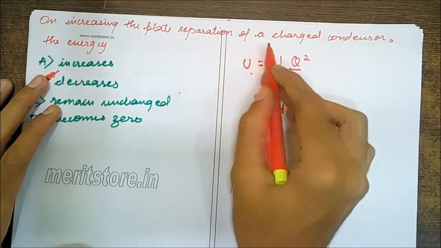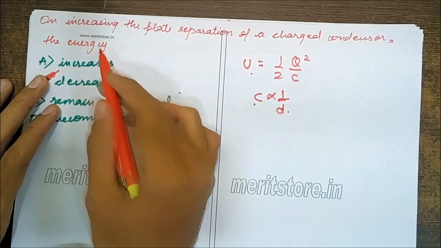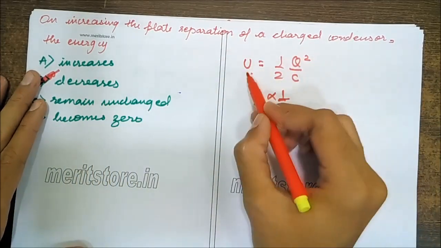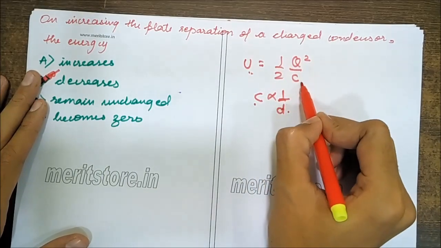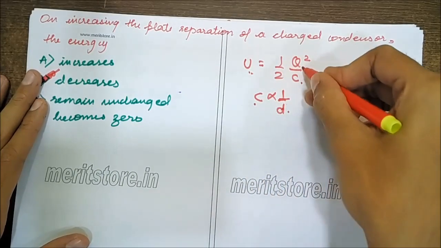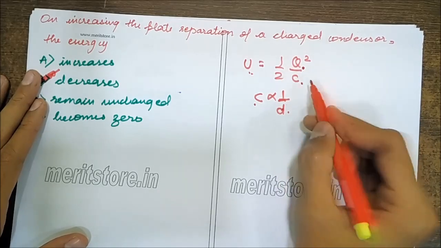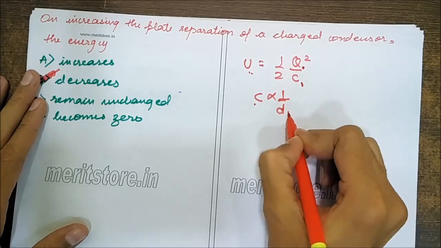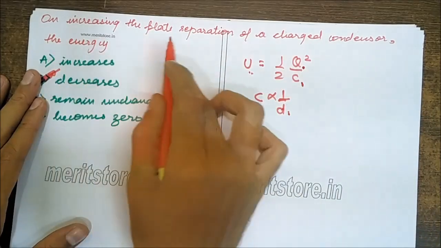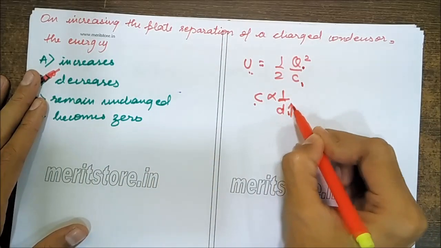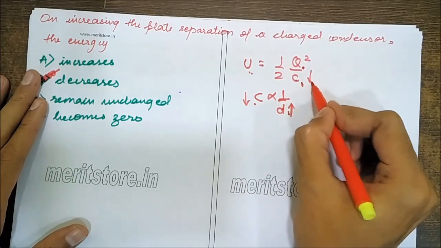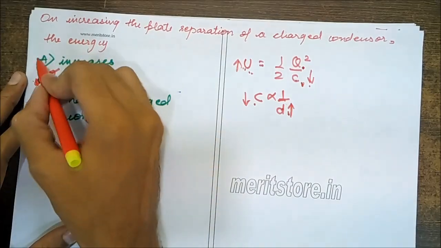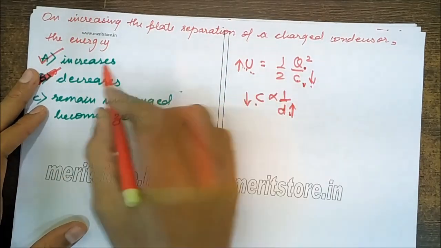On increasing the plate separation of a charged condenser, will the energy increase, decrease, remain unchanged, or become zero? You know that the energy is equal to half Q square upon C, where for a charged capacitor Q will be a constant, and hence it will depend on C, the capacitance. C is inversely proportional to D, the separation distance. On increasing that separation distance, C will decrease, and if C decreases, the energy will increase. So you will see that A is the correct option, the energy will increase.